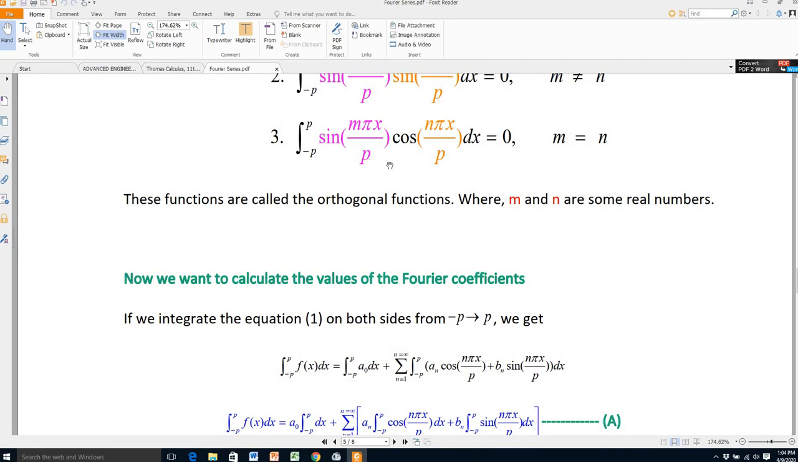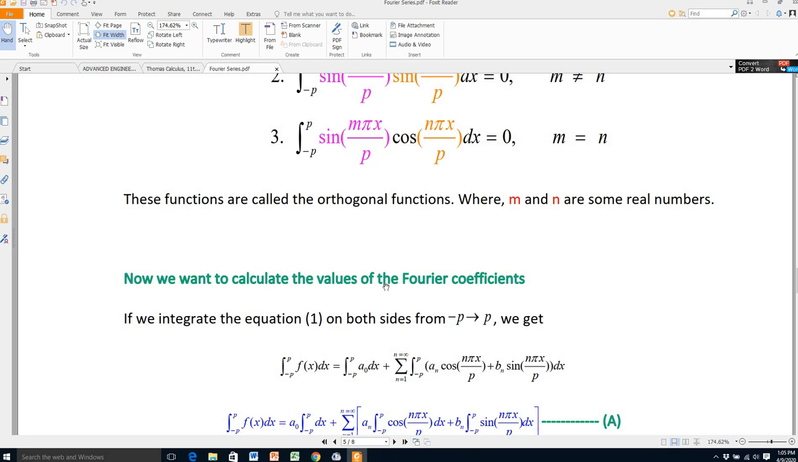In the same manner, you studied in your intermediate mathematics, when two vectors are perpendicular to each other, then their dot product is equal to 0. Here we say these are called the orthogonal functions. If these two functions are orthogonal, then their product integral is equal to 0.